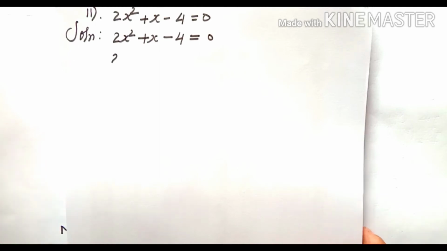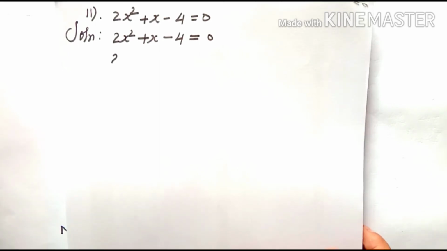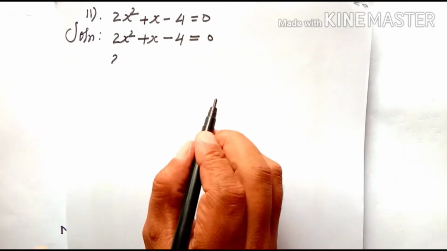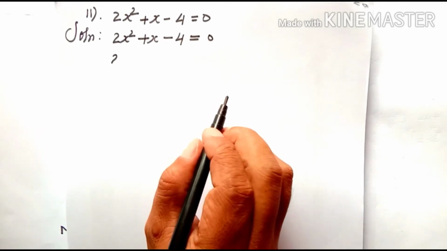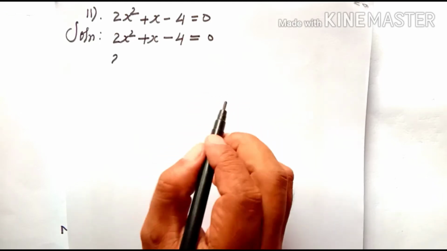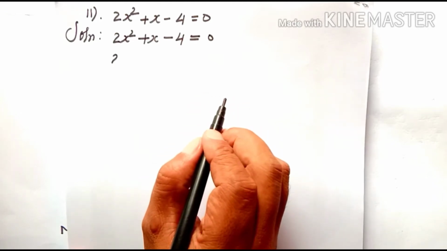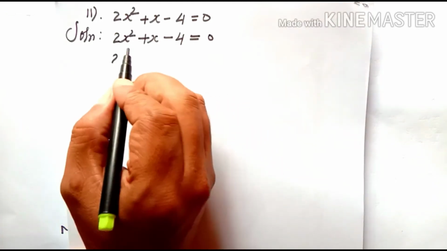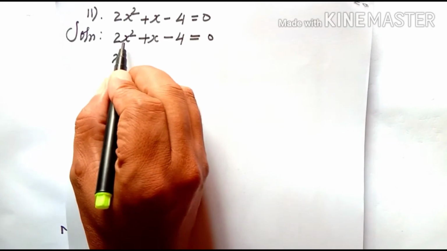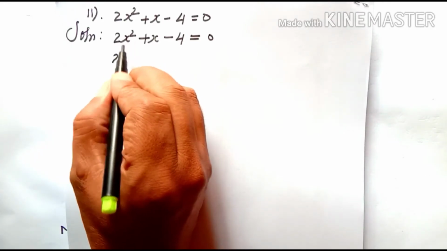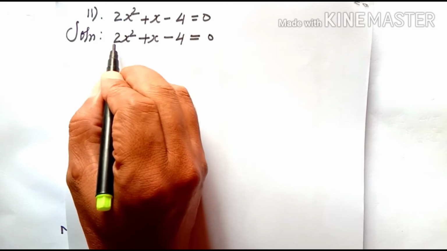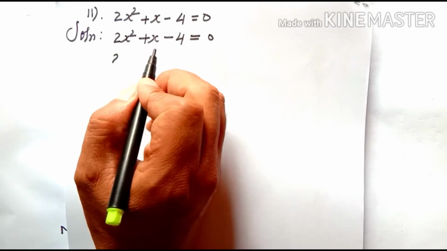Question number 2: 2x squared plus x minus 4 equal to 0. So we are taking here the method of completing the square. I hope that you remember the formula or the steps here. So the first step, one must remove the coefficient of x squared. To remove this constant value, you'll have to divide on both sides.